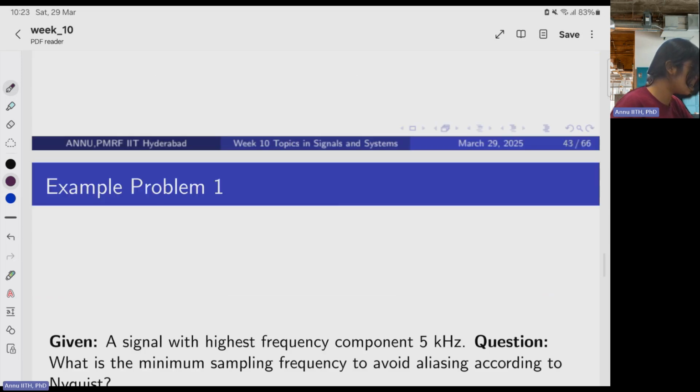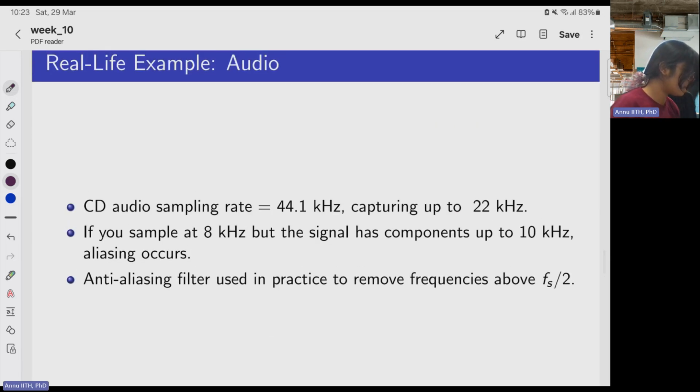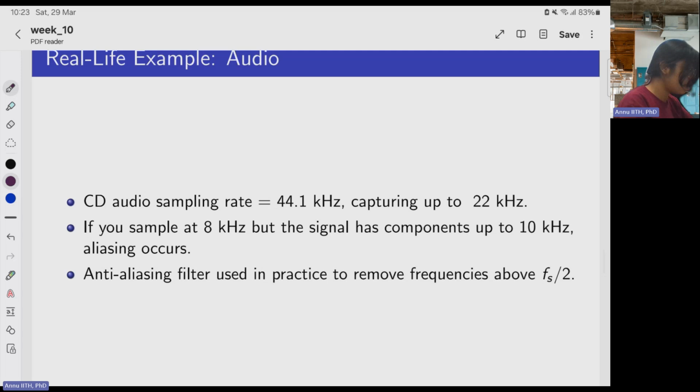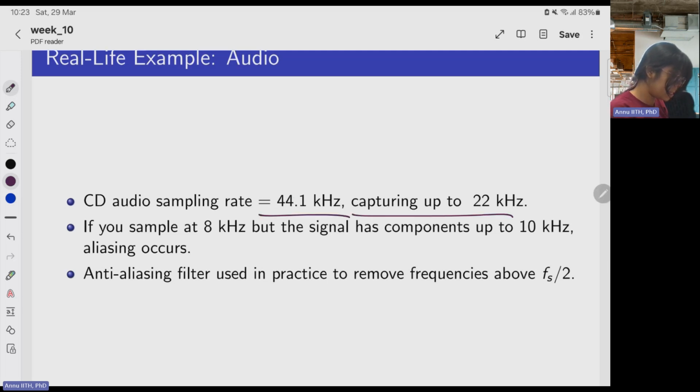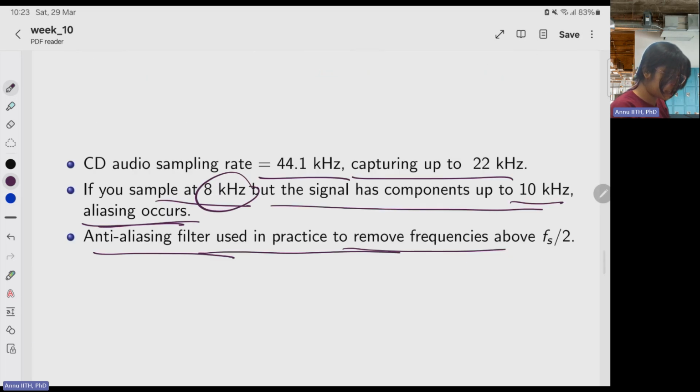Aliasing, as I told you, occurs if we sample at less than the required sampling frequency. Suppose the audio sampling rate is 44 kilohertz, capturing up to 22 kilohertz. If you sample less, but the signal has content up to 10 kilohertz, aliasing occurs. So an anti-aliasing filter is used in practice to remove frequencies above fs by 2.